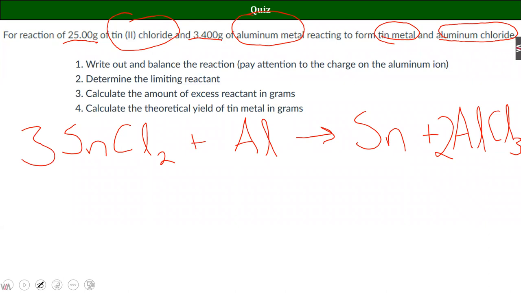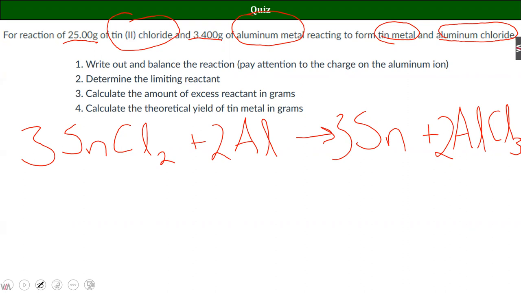Once we know we have 2 aluminum chlorides, that means we have to have 3 tin(II) chlorides, to get to a total of 6 chlorides, and then we can just balance the metals. Right, saving those metals for the end, since we can change them without changing anything else, is going to make our life easier. Balance the trickiest things first, usually.